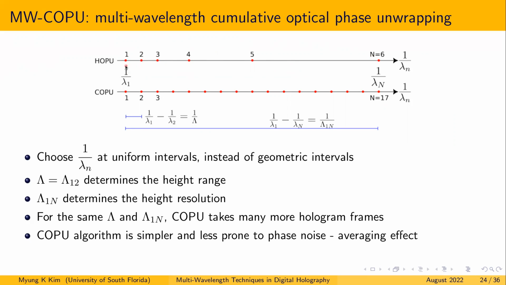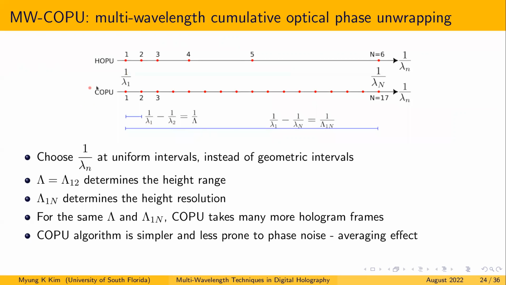The first interval, lambda 1, 2, or 1 over lambda 1, 2, given by 1 over lambda 1 minus 1 over lambda 2, determines the height range that can be profiled, while the overall range in inverse wavelength, 1 over lambda 1 minus the last one, 1 over lambda n, this range determines the final height resolution.